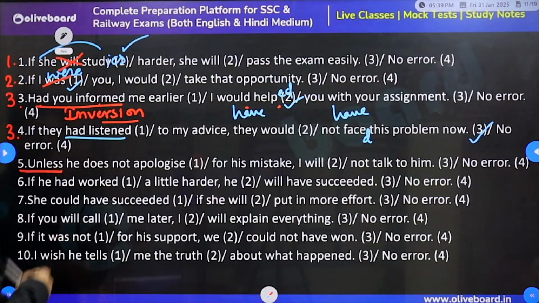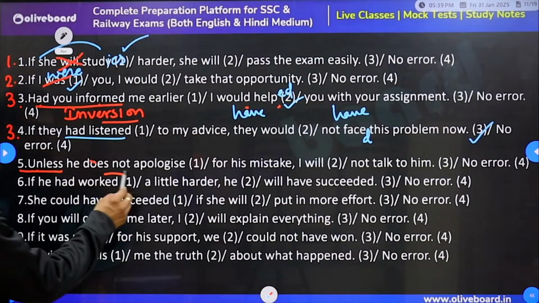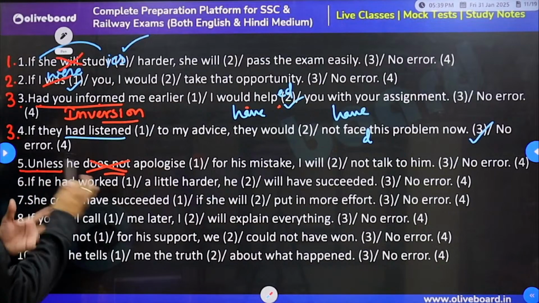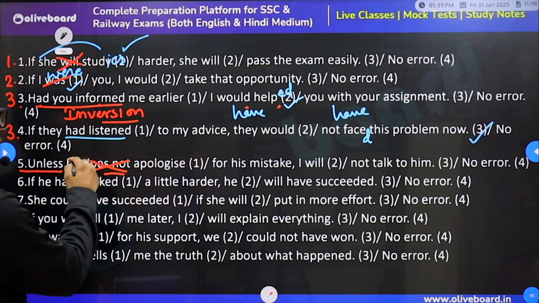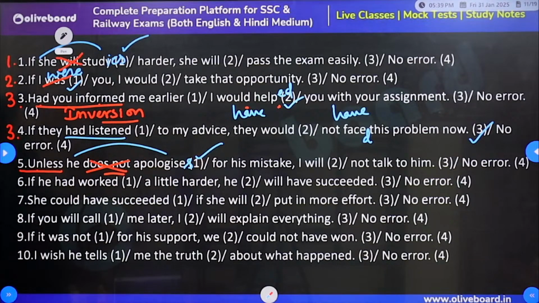Unless, if you know this is a negative word, unless, until, and in those negative words, we cannot have a not again. So dropping this unless, until, they are already negative, need not put not again. And now he apologizes. I will not talk to him.